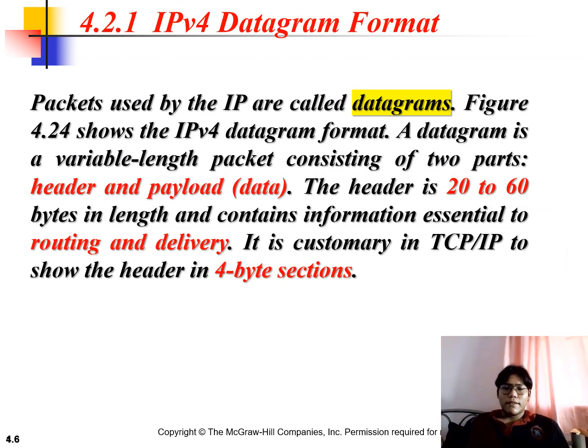IPv4 datagram format. Packets used by the IP are called datagrams. Figure 4.24 shows the IPv4 datagram format. A datagram is a variable-length packet consisting of two parts, header and payload, or data. The header is 20 to 60 bytes in length and contains information essential to routing and delivery. It is customary in TCP/IP to show the header in 4-byte sections.